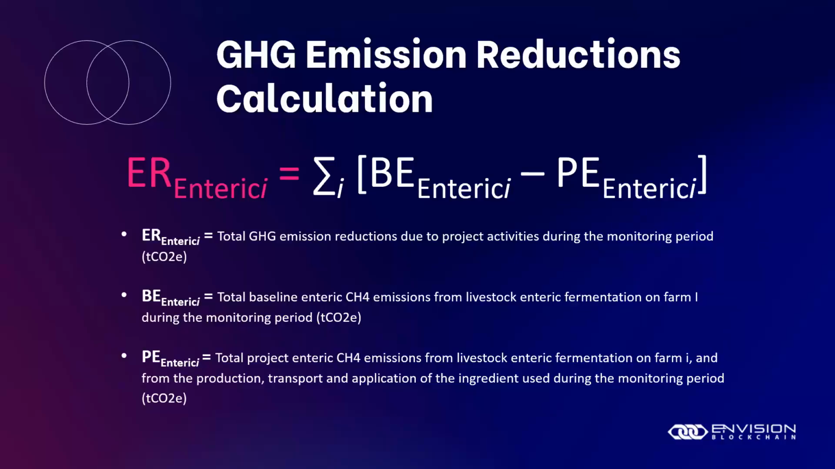And here we see the final equation within the methodology, and it applies to all the calculation approaches that you saw in the previous slide. Here we see that the emission reductions are calculated by subtracting the project emissions from the baseline emissions for all the farms that are included in the project. And this is also what we mint against at the very end.